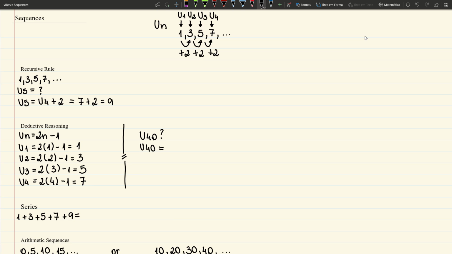If we want to find U40, then we just use the formula. So U40 is equal to 2 times 40 minus 1, and this is equal to 79. So we can find any element in a sequence without having to use the previous element.